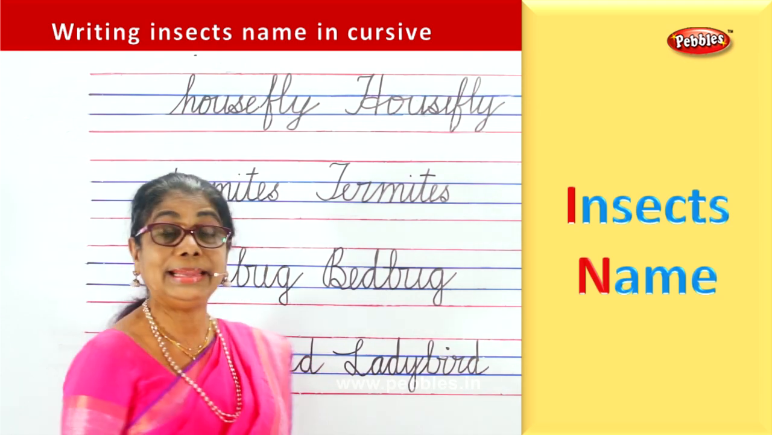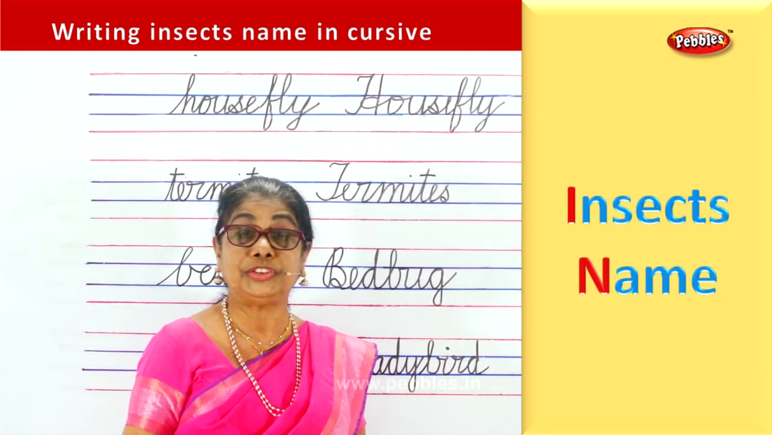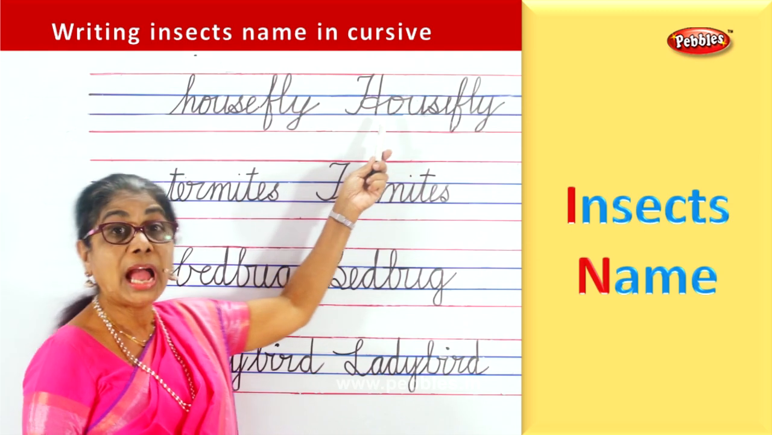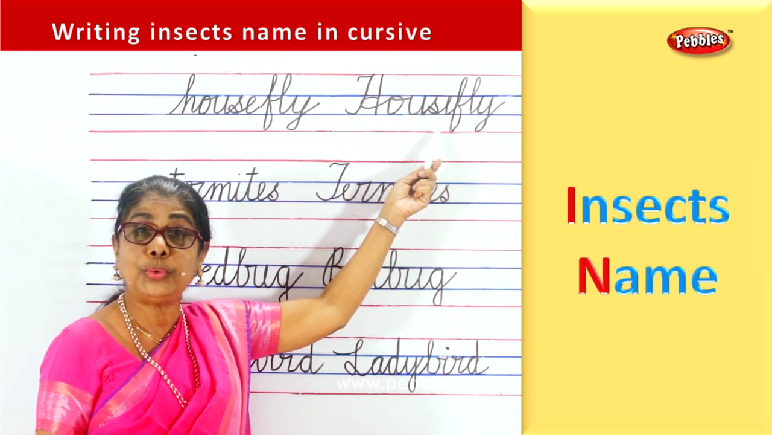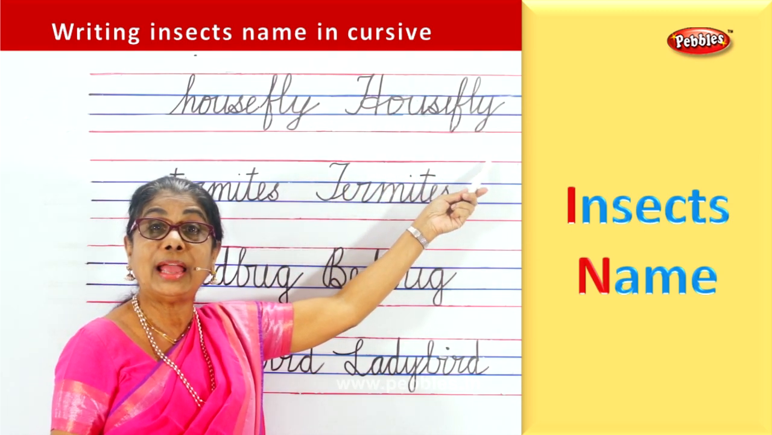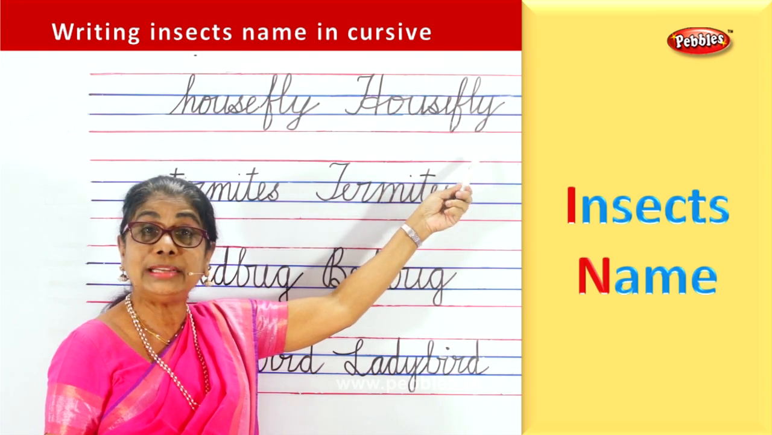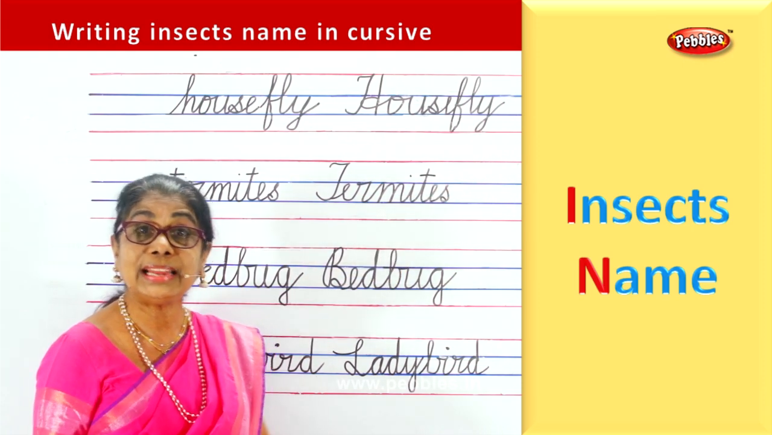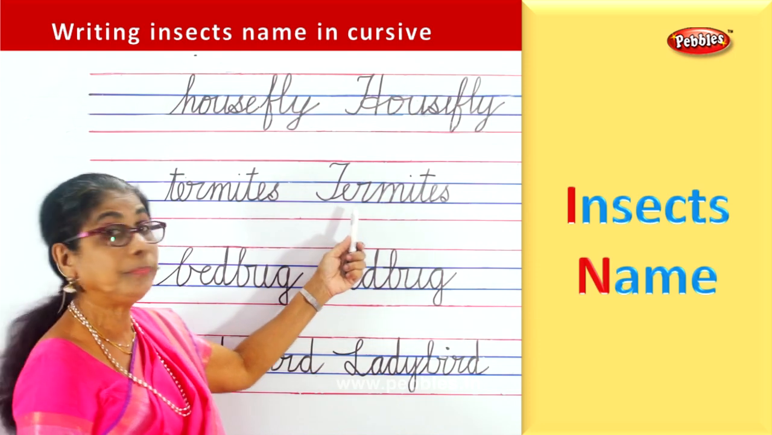Let's look at the insect names we have written. First, we have housefly. Housefly is a very dangerous insect that makes us sick.